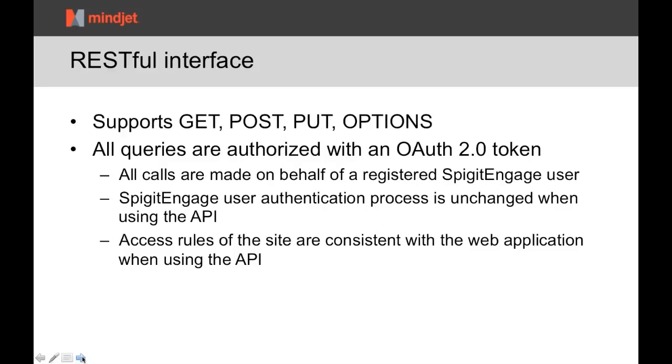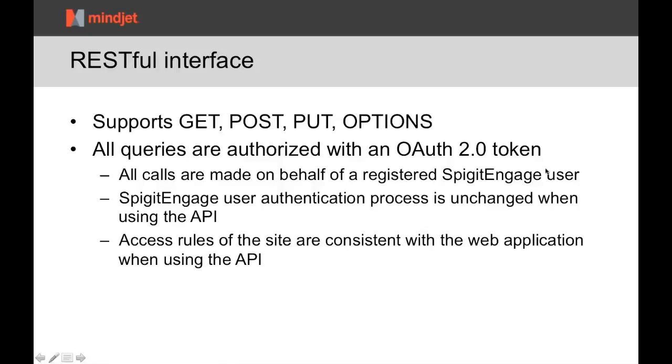It is a RESTful interface for the API. It supports standard HTTP protocols for interfacing with the application. And the interesting thing about this, as I mentioned before, is that when you get that application ID and the secret and use them to connect to our system, you're getting an OAuth 2 token that allows all of the communication going back and forth between SpigitEngage and your application to operate on behalf of that user. What that means is that whatever authentication process you have in place with your SpigitEngage instance is going to be respected by the API.